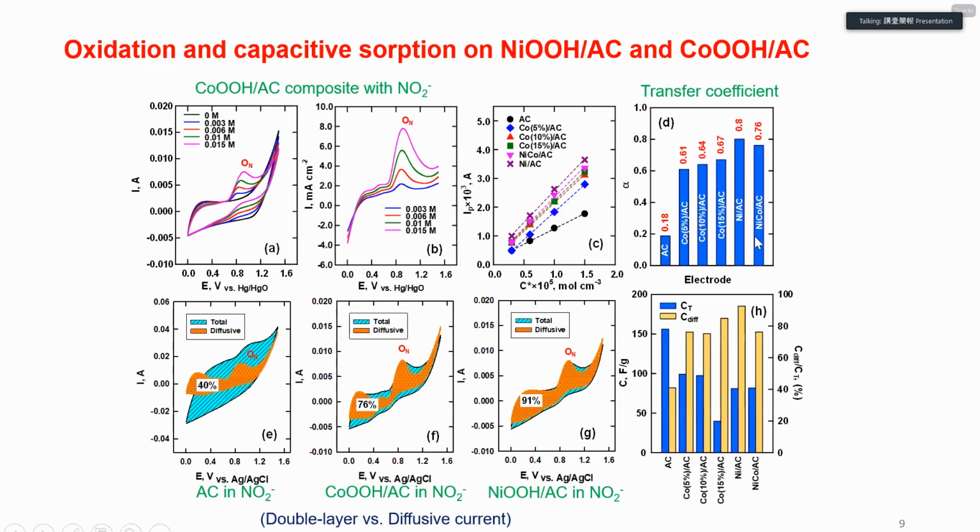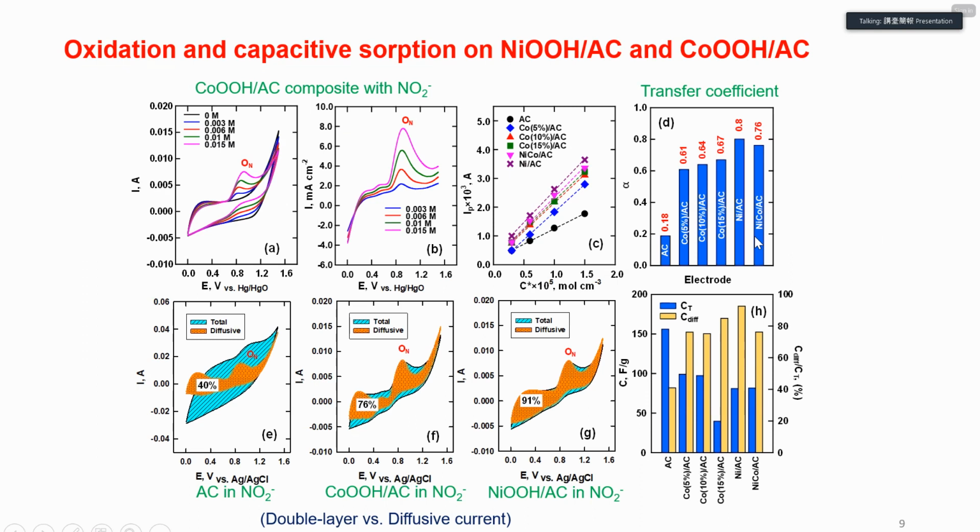So when we combine the metal oxide and the carbon, you see, in addition to the double layer capacitance, there is an ability to oxidize the nitrite around 0.8 V. So we further correlated the peak current to the concentration of nitrite, and we can determine the transfer coefficient. You see, compared to the active carbon, it is a very low transfer coefficient. And then after the combination, you see all the transfer coefficients are greater than 0.8, which means the reactivity can be significantly improved by combining these two materials.